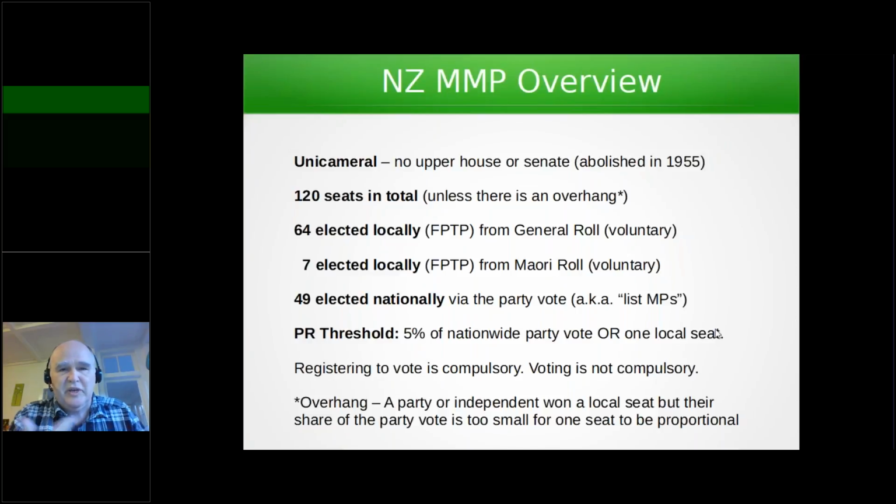All right, so it's a unicameral system. There's no upper house. The upper house that they did have was called the Legislative Council, I think, and it was abolished in 1955, long before my time. As far as I can recall, it was an unelected body, a bit like Canada's Senate, and they got rid of it. So that meant that all of the power was concentrated in the Prime Minister's office, and the voting system was first past the post.